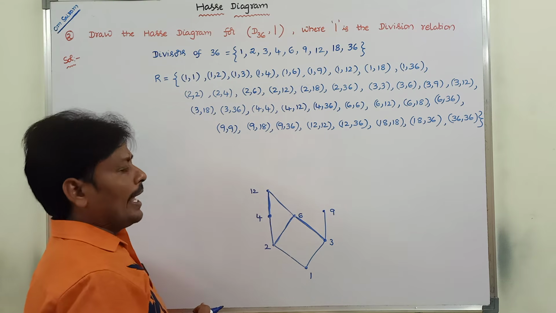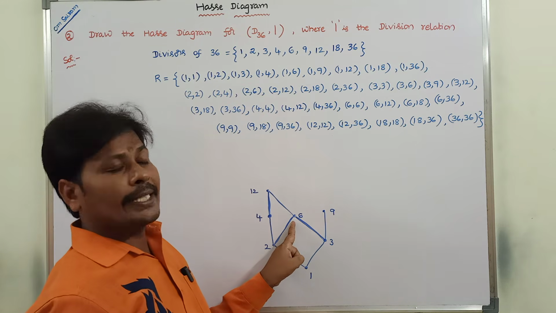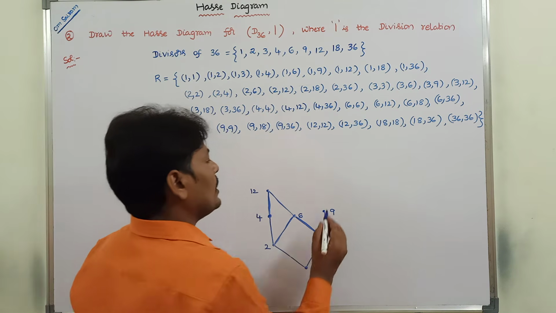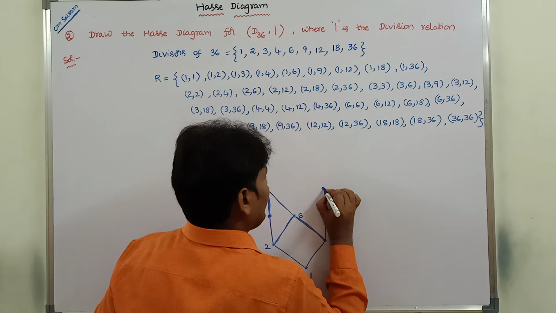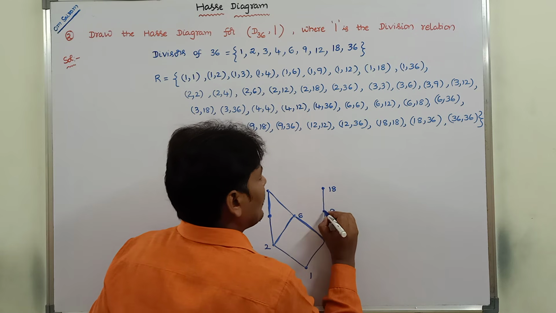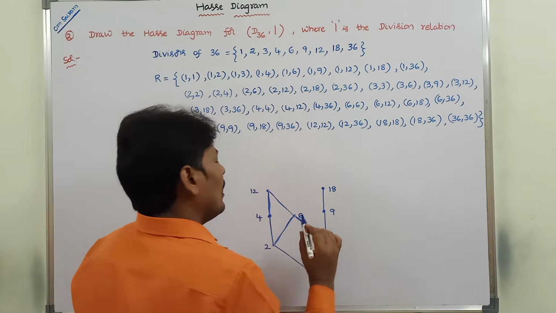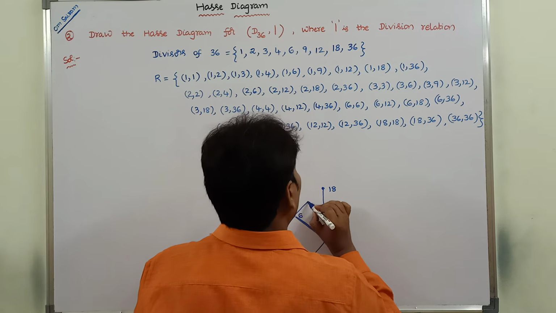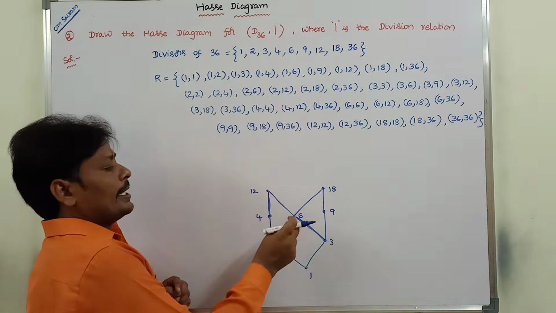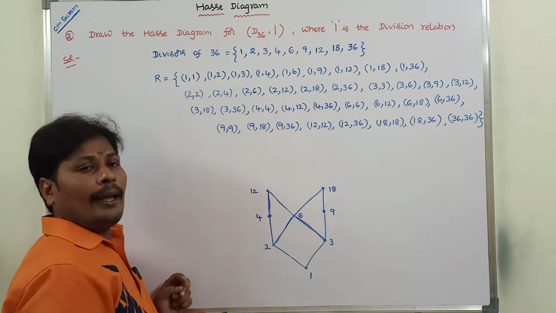Next element is 18. Does 12 divide 18? No. Does 6 divide 18? Yes. Does 9 divide 18? Yes. So here I am writing 18 and drawing the edge between 9 and 18, because 9 divides 18. And 6 divides 18 also, so we have to draw the edge between 6 and 18.